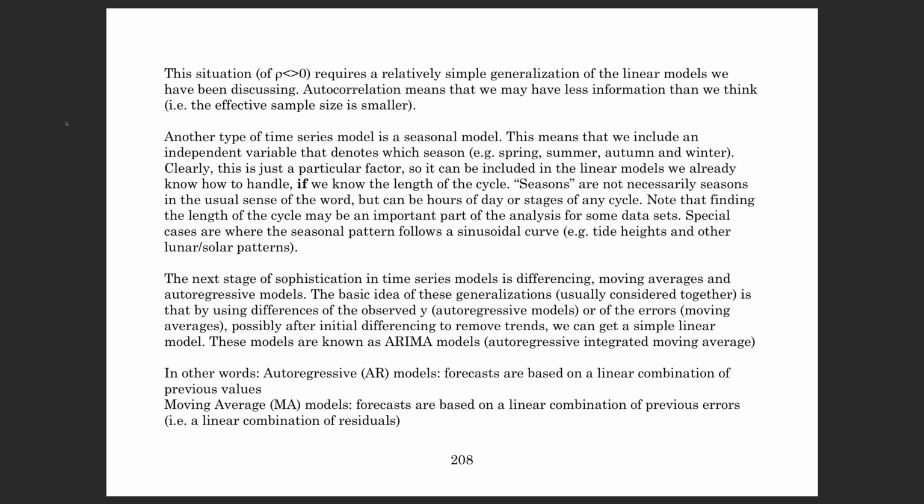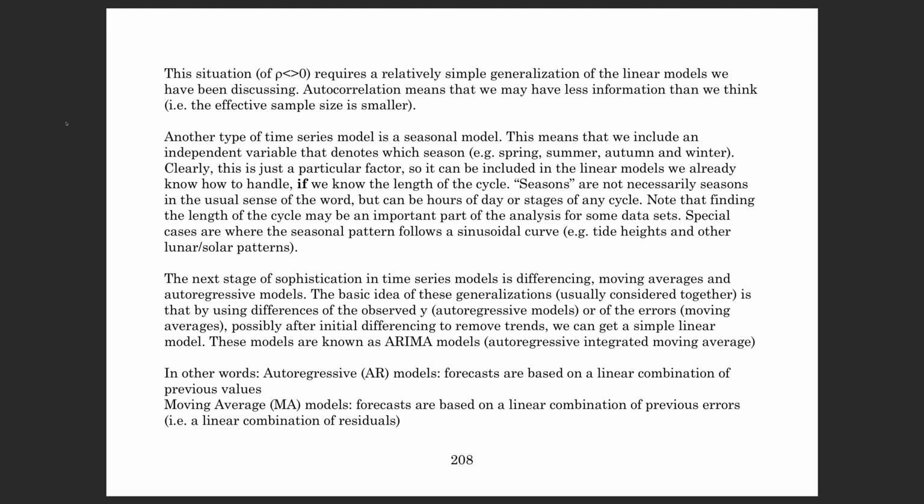So if this is just a particular factor, we can include it in the linear models we already know how to handle if we know the length of the cycle. As I said, seasons are not necessarily seasons in the usual sense of the word, but the stages of any cycle. So finding the length of the cycle may be an important part of the analysis for some data sets. Special cases are where the seasonal pattern follows a sinusoidal curve, for example, anything that's linked to the moon or the sun, so a lunar or solar pattern.